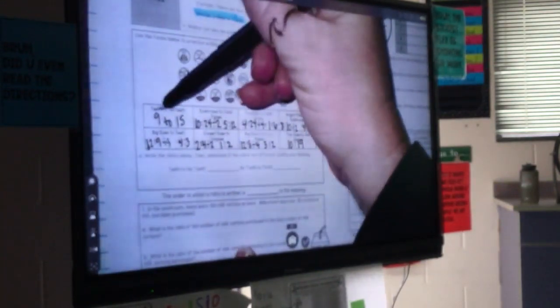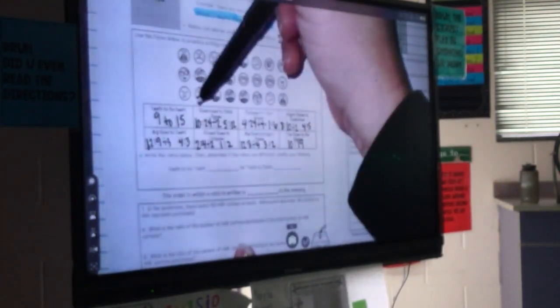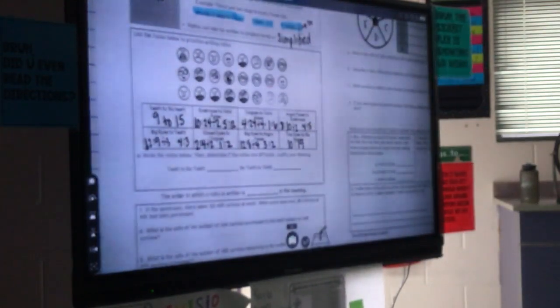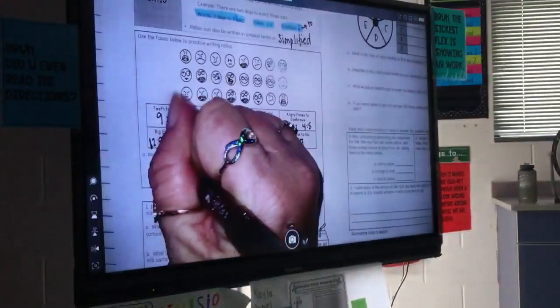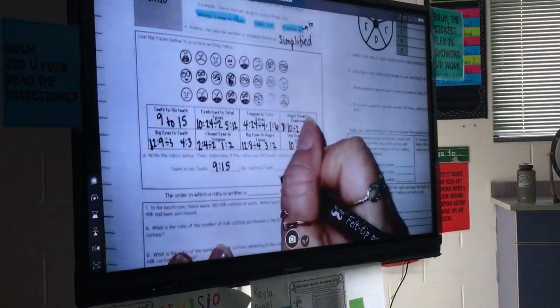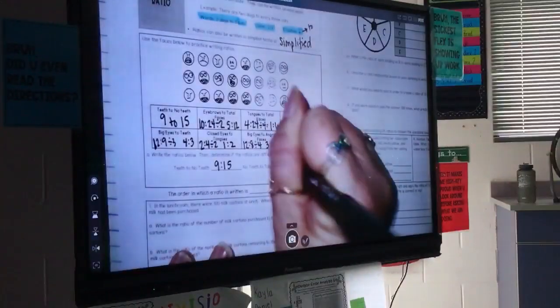struggle with them, is you have to put them in the correct order. You'll notice that we didn't change any of the orders. This 9 goes with the teeth face. This 15 goes with the no teeth face. So order matters. It is a huge thing. So when you write teeth to no teeth, we have 9 to 15. And then when you write no teeth to teeth, you have 15 to 9.